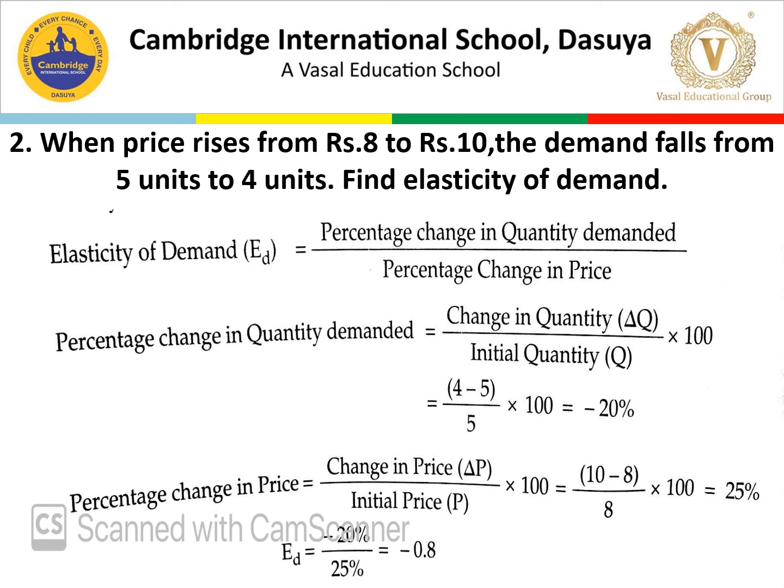Elasticity is always a unit free measure. Why is it a unit free measure? The coefficient of price elasticity of demand is a pure number, and it is independent of price and quantity units. That is why it is unit free. It means elasticity is not affected whether the quantity demanded is measured in kilograms or tons and whether price is measured in rupees or dollars.